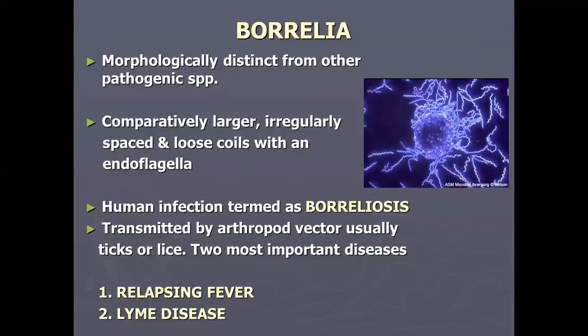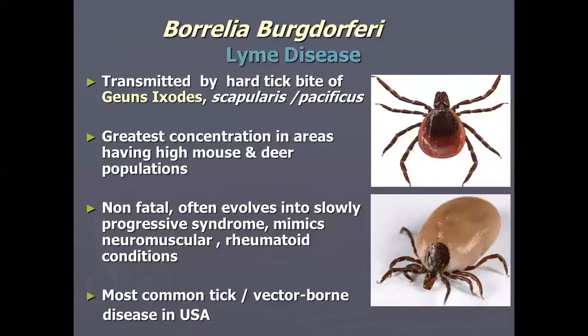So 2 different organisms causing 2 different diseases belong to the same genus Borrelia. Lyme disease is caused by the Borrelia, relapsing disease is caused by the Borrelia, but with different species. Now we will take first the Borrelia burgdorferi that causes Lyme disease, and the disease is transmitted by the bite of a tick of the genus Ixodes. There are 2 species of these Ixodes ticks, one is Ixodes scapularis, and the other one is Ixodes pacificus.